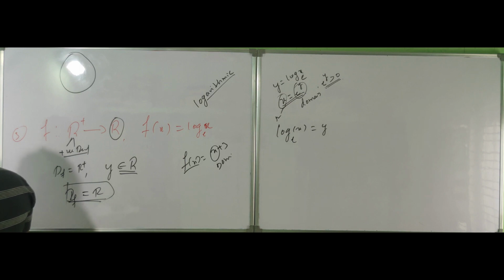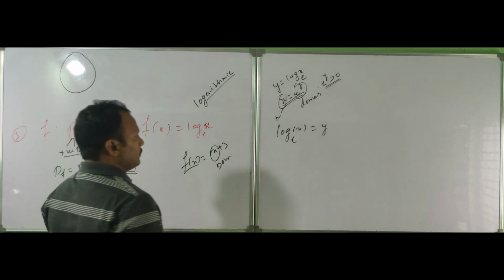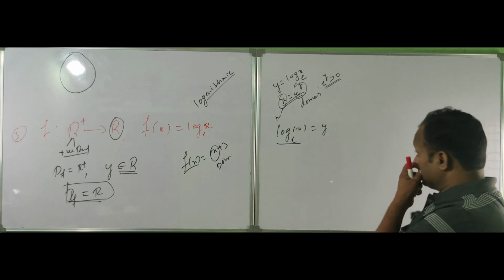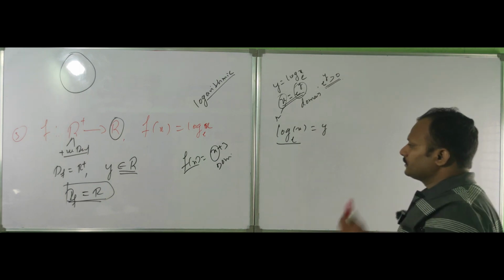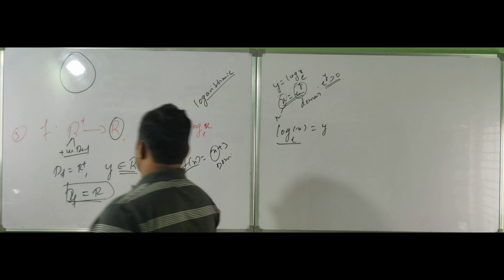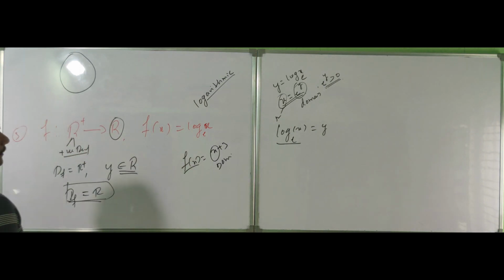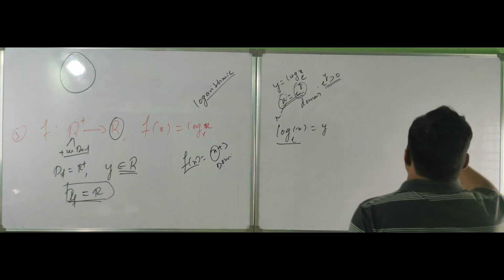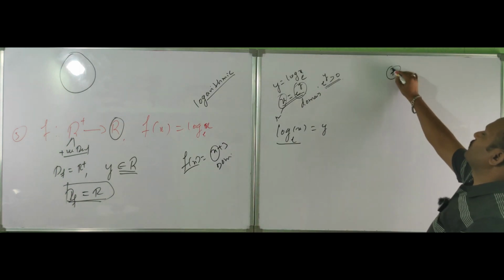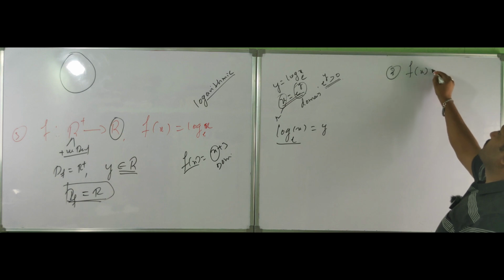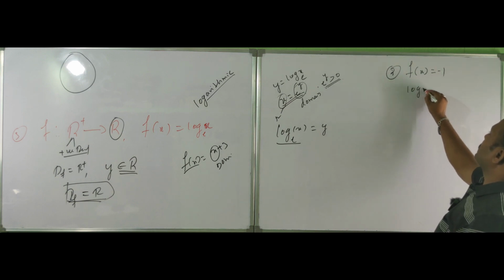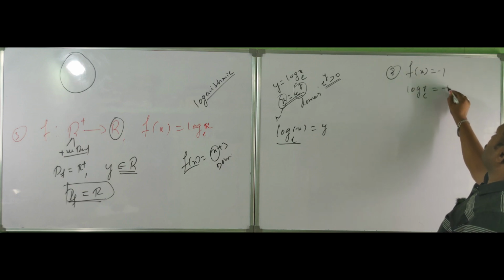Next, find the x such that f of x is equal to minus 1. Question number 2. F of x is equal to minus 1 means what? Log of x to the base e is equal to minus 1.